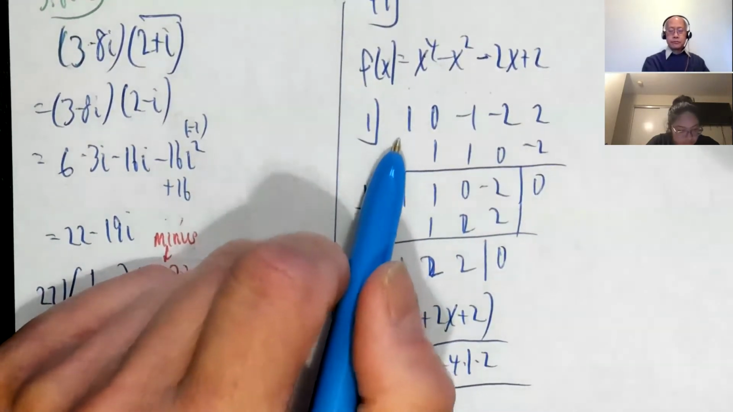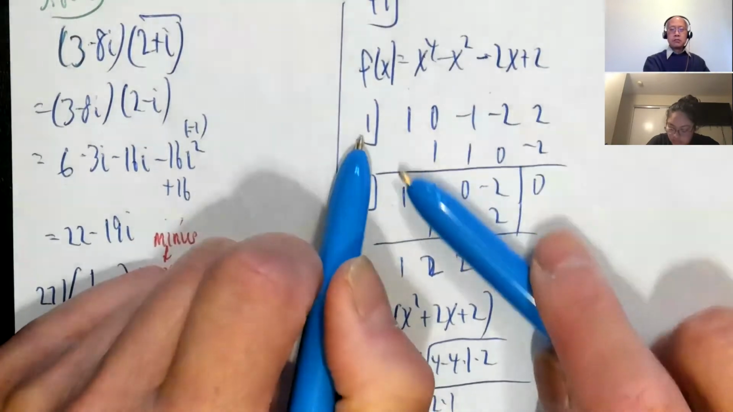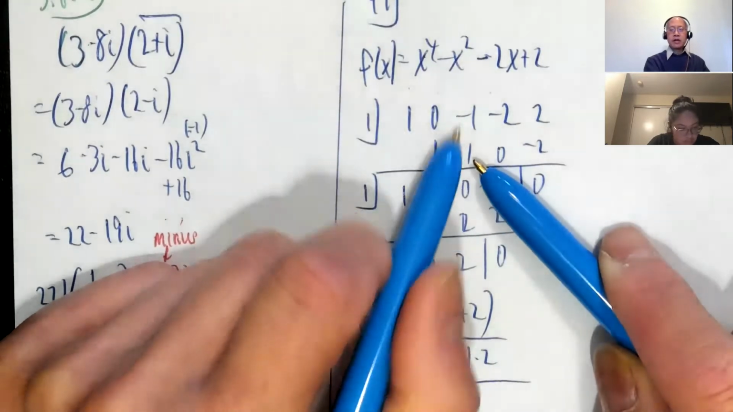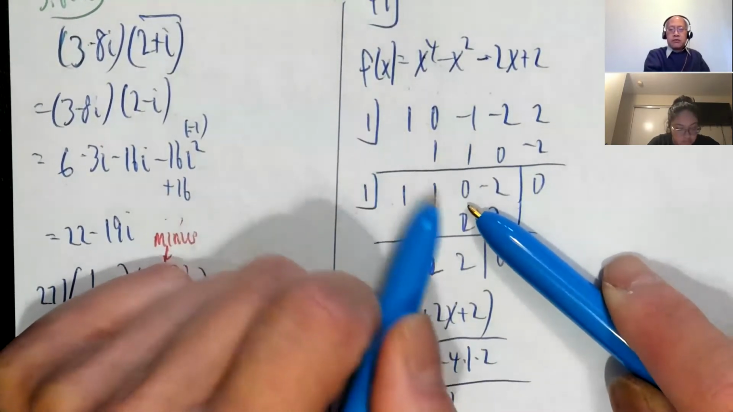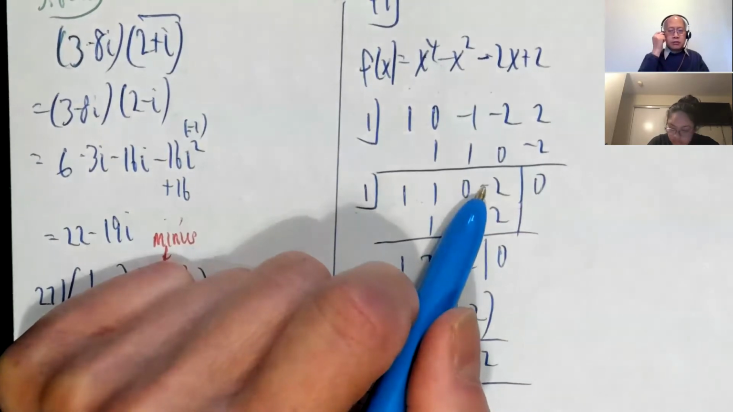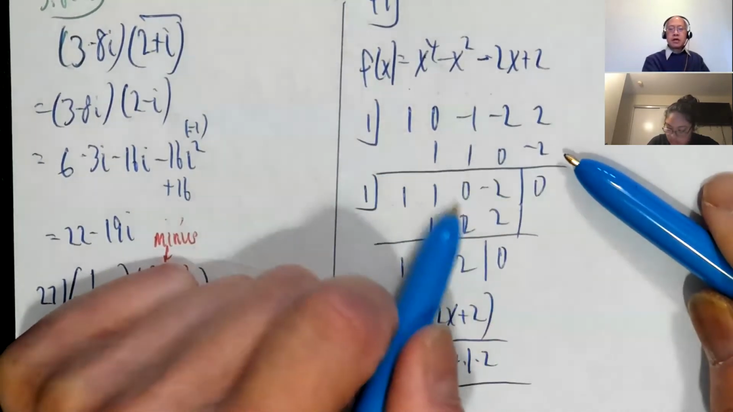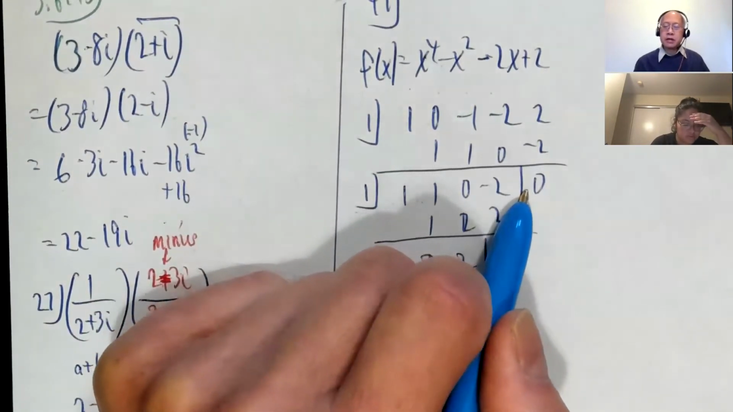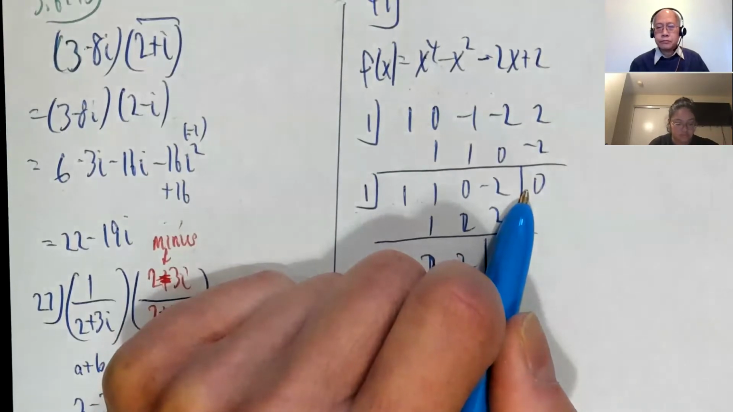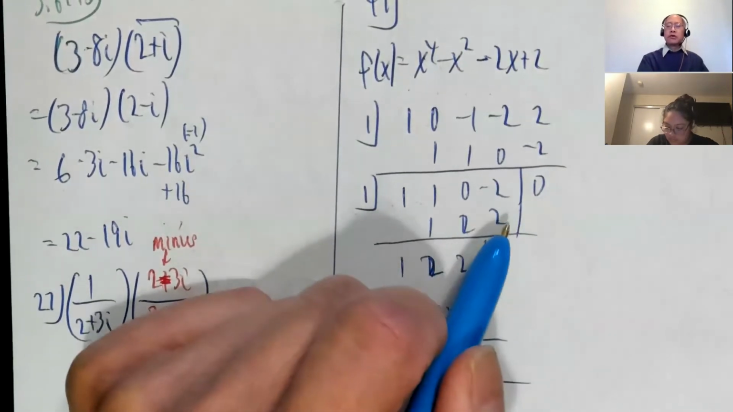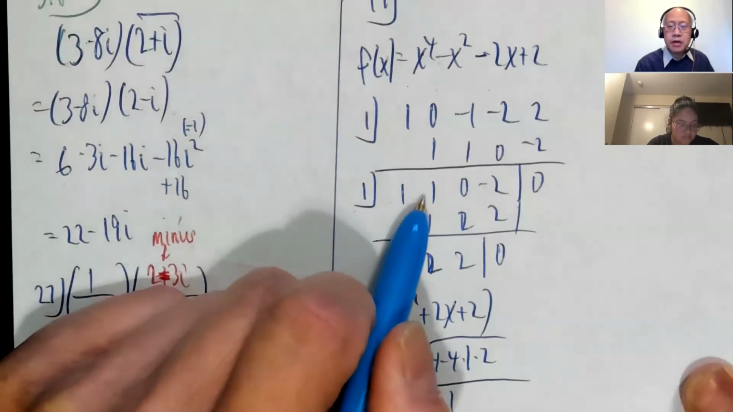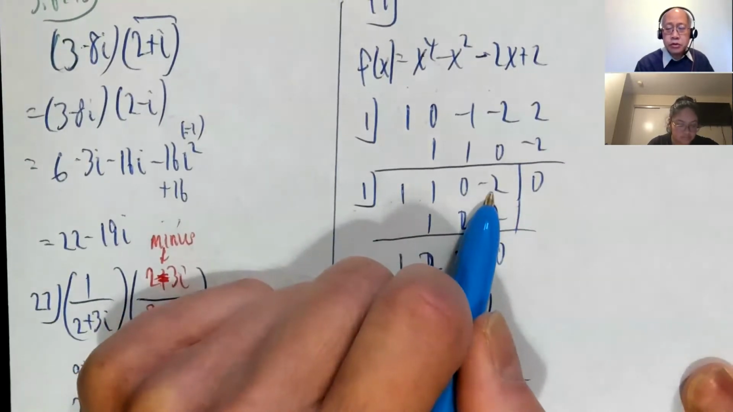All right, here we go. 1 comes down. Multiply, 1 times 1 is 1, add. Multiply, 1 times 1 is 1, add 0. Multiply, 1 times 0 is 0, add negative 2. Multiply, 1 times negative 2 is negative 2, add 0. Remainder is 0, just as I anticipated. Okay, now I'm going to show you something new, which might save some time. Yes, this is x cubed plus x squared minus 2.